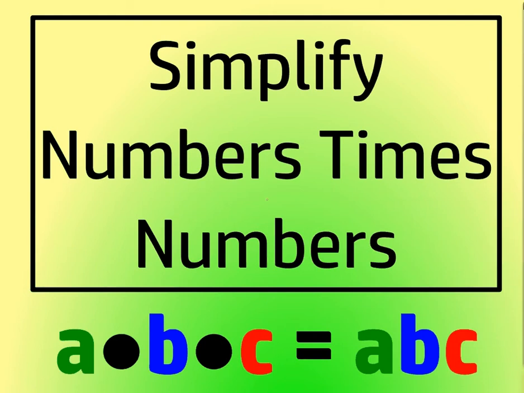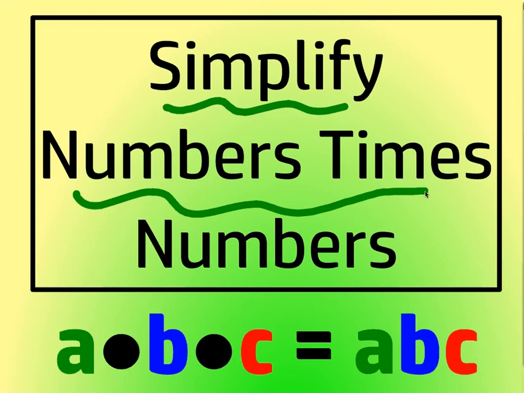What happens when you multiply a bunch of numbers together, say 3 or 4? And what if several of them are negative? That's what we're going to look at today. We're going to simplify a bunch of numbers times themselves.